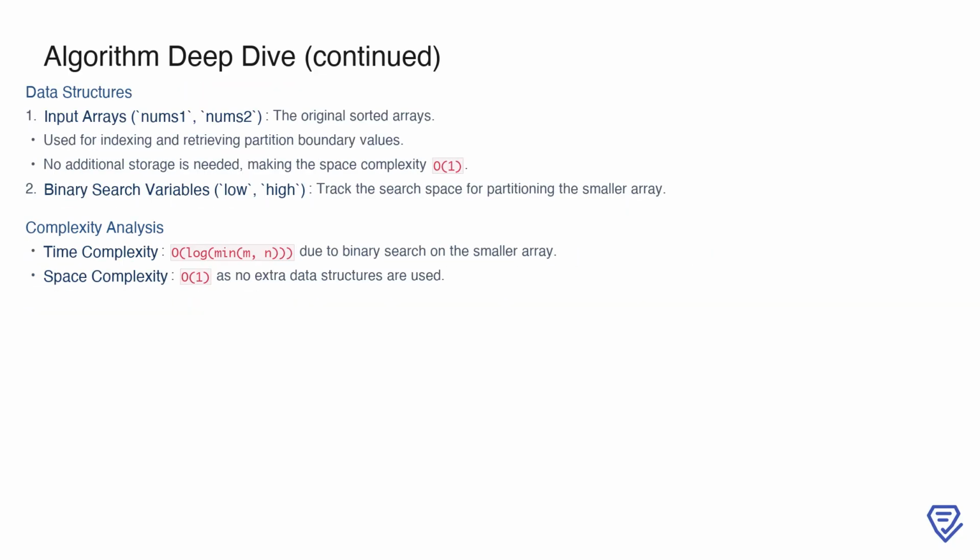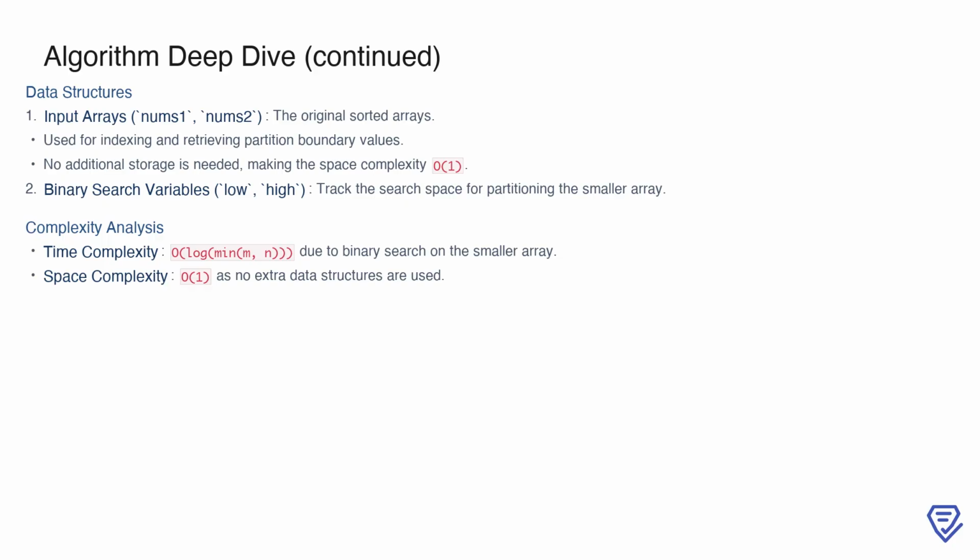The algorithm primarily relies on the input arrays, nums1 and nums2, to retrieve the boundary values during partitioning. Since no additional storage is required, the space complexity remains constant at O(1). The binary search variables, low and high, track the search space for partitioning the smaller array, which ensures that we only focus on the relevant sections of the input.